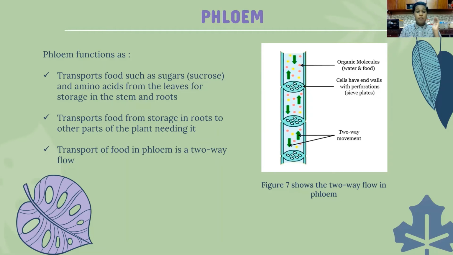Phloem also transports food from the storage in the roots to the other parts of the plant needing the food. Based on the explanation, we know the transport of food in phloem is a two-way flow, meaning that one flow is from the leaves to the stem and the roots. Another flow is from the roots to the other parts of the plant. So one will be going down, one will be going up. So there are two flows. Figure 7 shows the two-way flow in phloem.